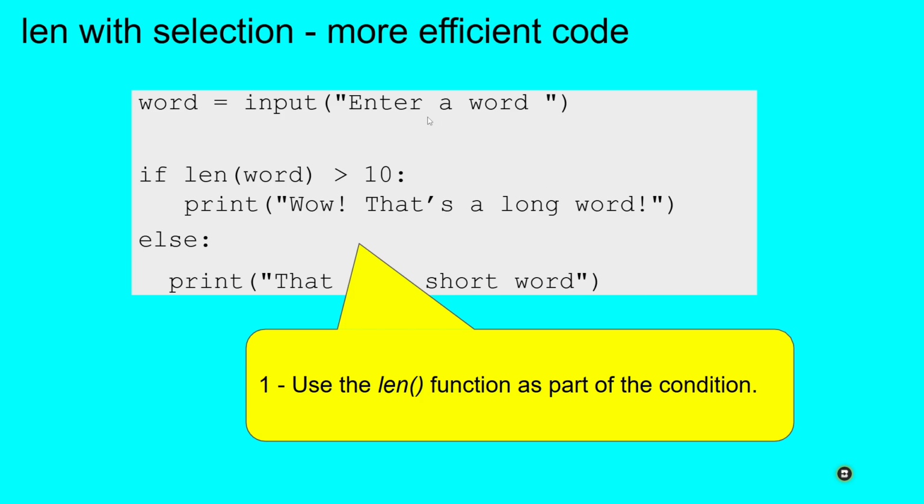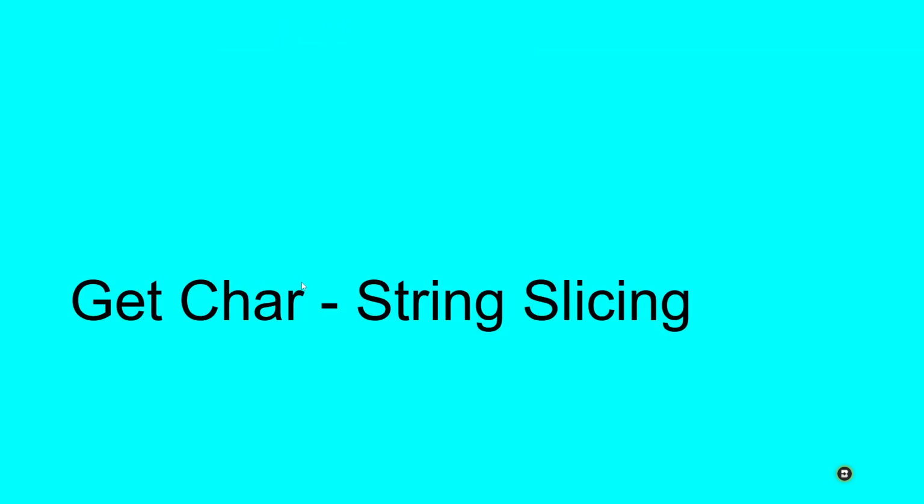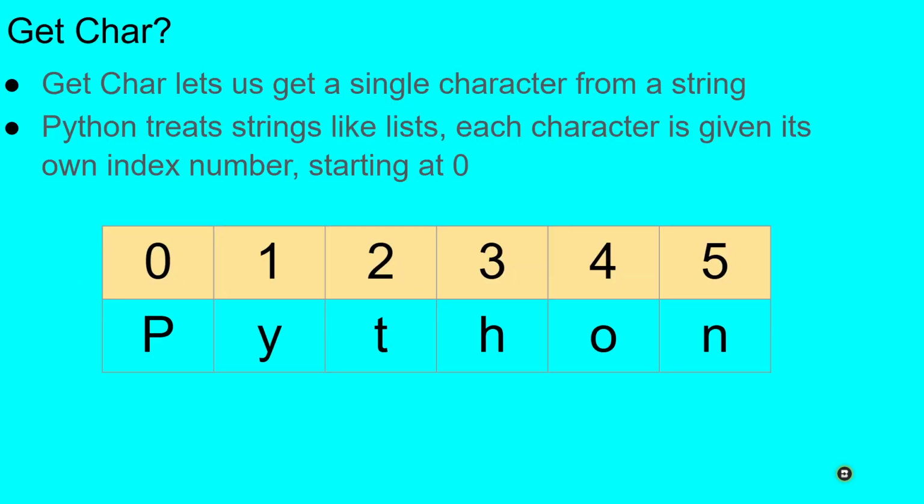We can also make this more efficient by simply checking what the length of the word is as part of the condition inside of our if statement, and then display the message if the word is longer than 10, or else just print the word is short. Now we can use char at to start using string slicing.